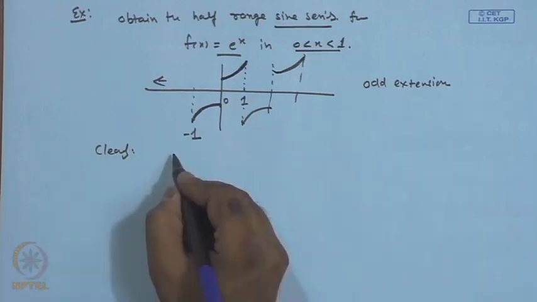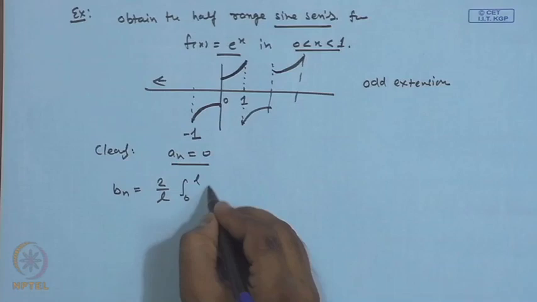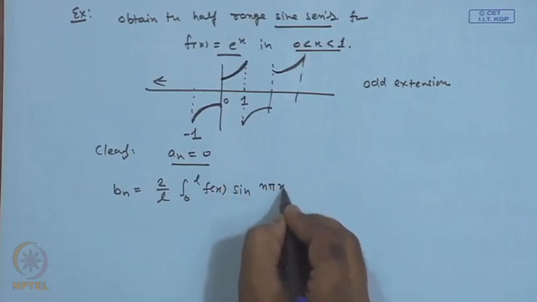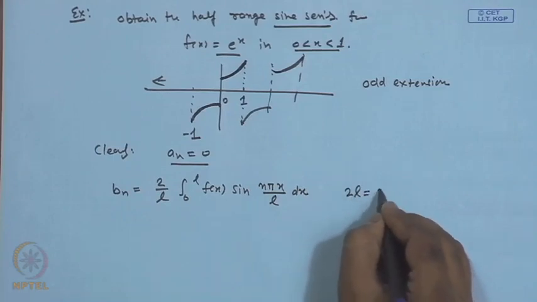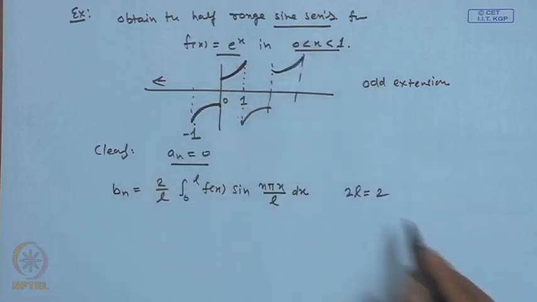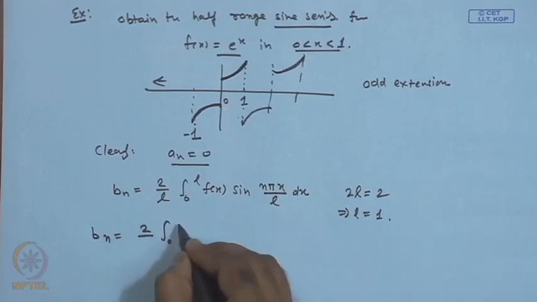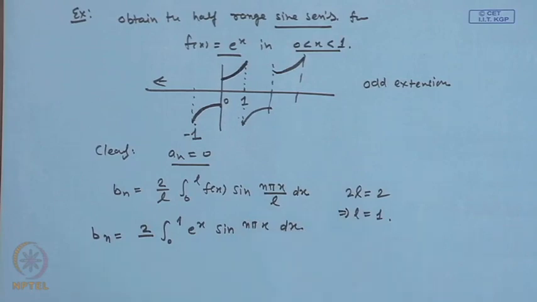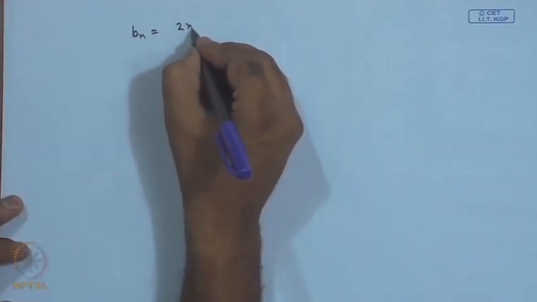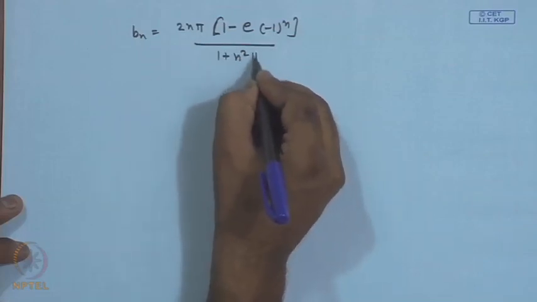So, in this case, since this is the odd extension, the a_n's will be 0, and b_n we can get as 2 over L, integral 0 to L of f(x) sin(n pi x over L) dx. Now our period 2L is 2, from minus 1 to 1, that means L is 1. So, b_n is 2 over 1, integral 0 to 1 of e^x sin(n pi x) dx. So, we integrate this and we get b_n equal to 2 n pi (1 minus e^(-1) (-1)^n) over 1 plus n^2 pi^2.